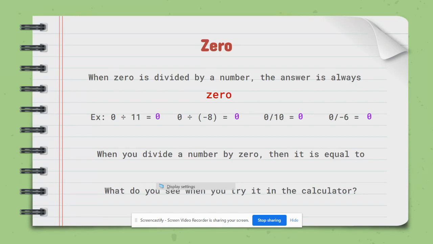Now, when you divide a number by 0, it's equal to something called undefined. So 11 divided by 0, 10 divided by 0, -8 divided by 0, -6 divided by 0, that's undefined. I encourage you to put this in a calculator, Google it, and what do you see when you try to input any number divided by 0 in a calculator?